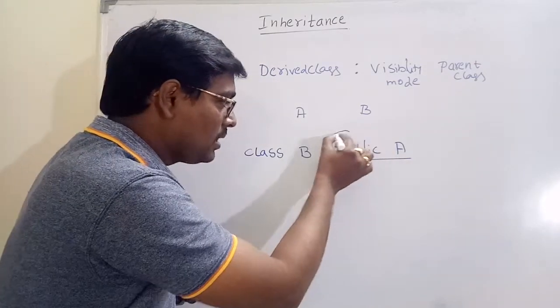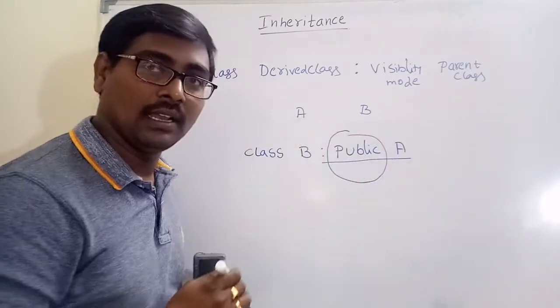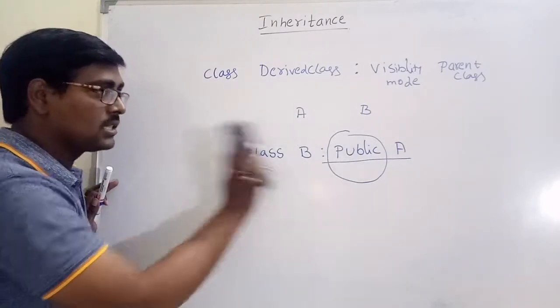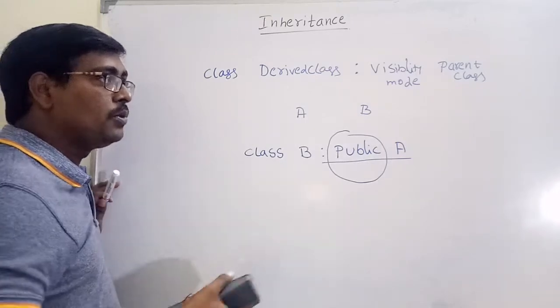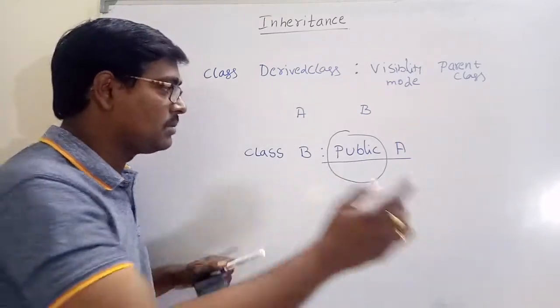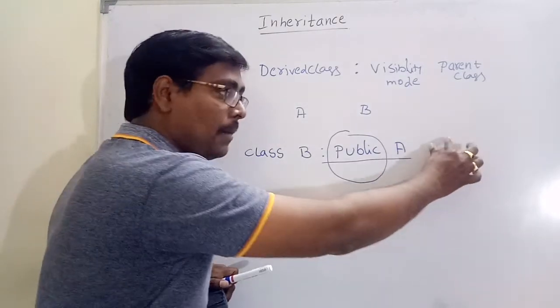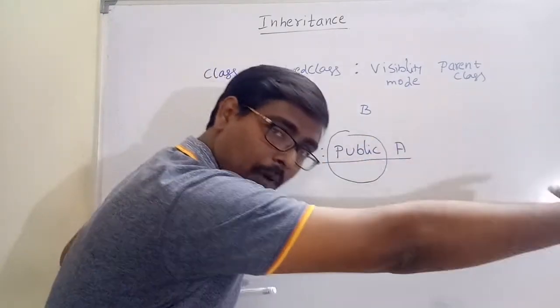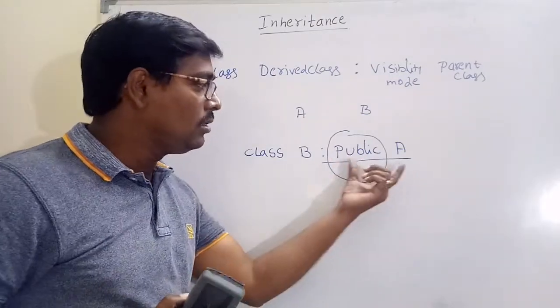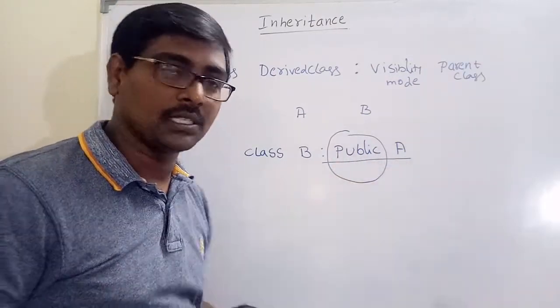Now I will explain these visibility modes clearly. Once you know the syntax, it is very clear. For example, if you want to derive from multiple classes, simply write a comma, public class C, comma, public. If you have multiple parents, all of them are separated with commas.